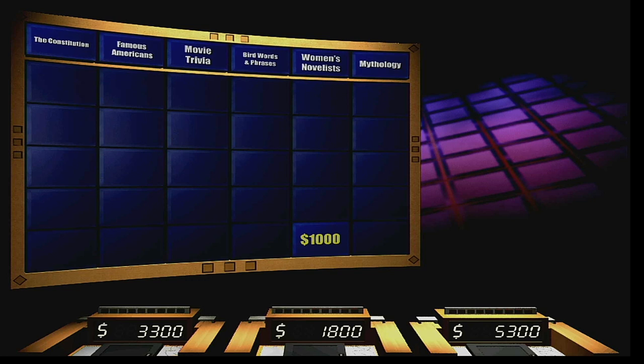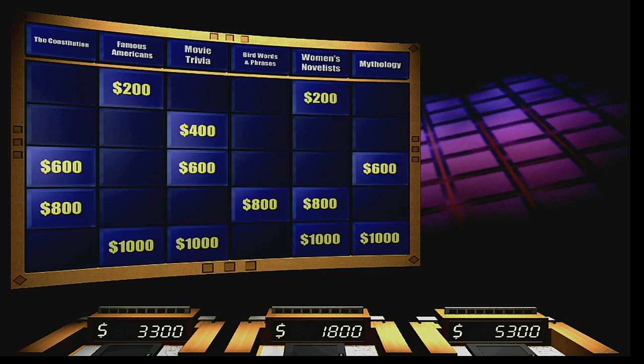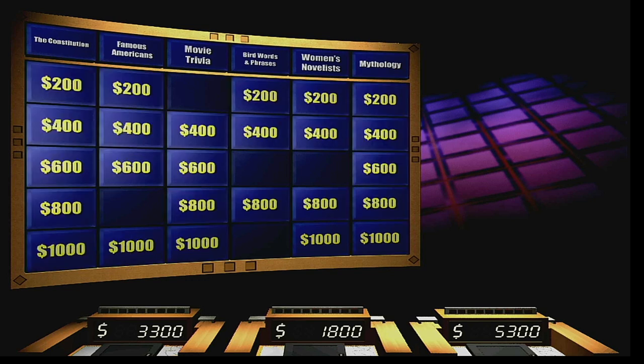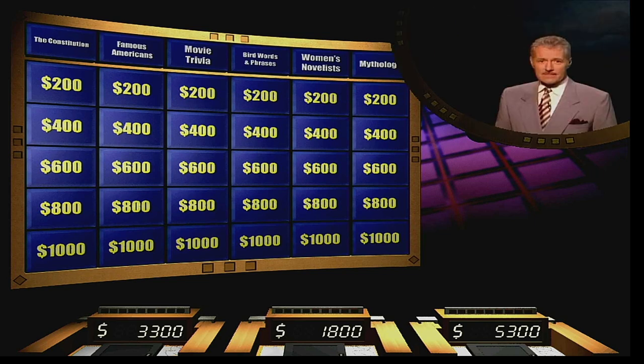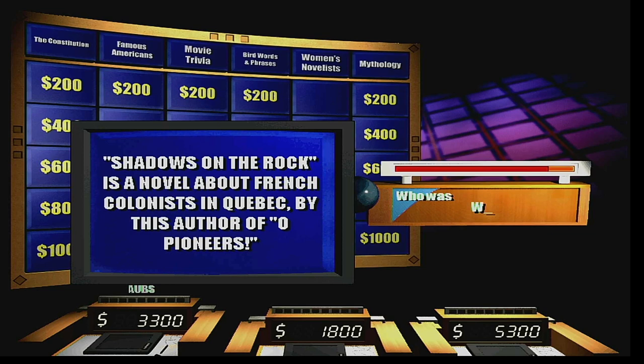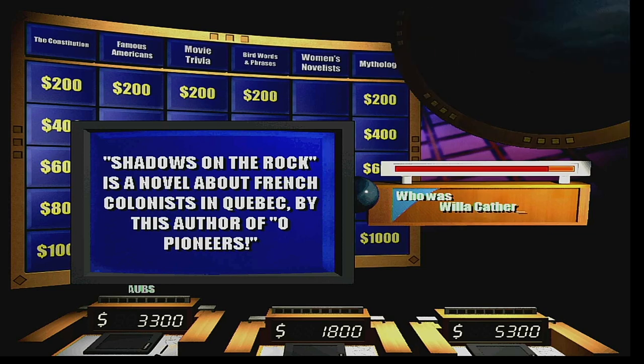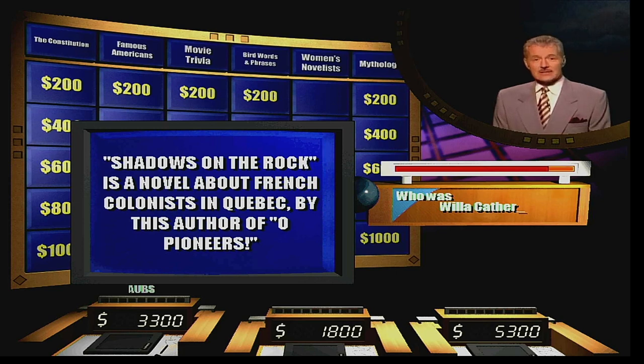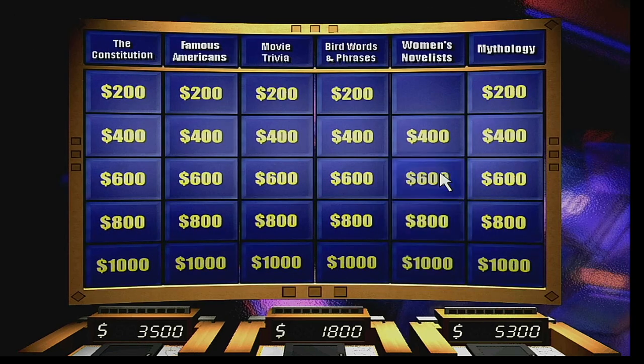All right. I said I was up for a challenge this game, and so I am. Okay, player 2. Shadows on the Rock is a novel about French colonists in Quebec by this author of Old Pioneers. Player 1: I'm going to say it was Willa Cather. You are correct. Women's novels for 400.